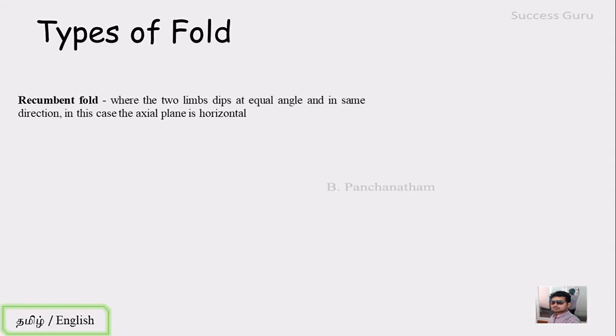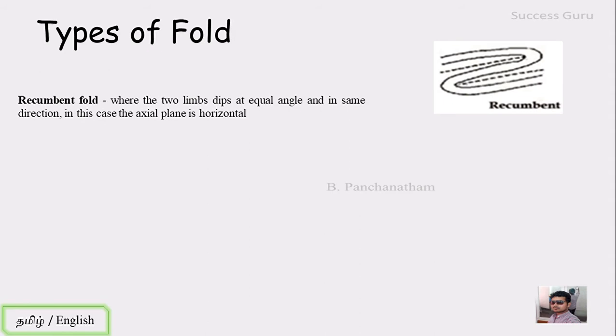Then the next one is the recumbent fold, where the two limbs dip at equal angle and in the same direction. But in this case, the axial plane is horizontal. So in my previous case, what we see is the two limbs dipping at the unequal angle in the same direction. When you are talking about the recumbent fold, remember, in recumbent fold, two limbs dip at the same angle and in the same direction. And the axial plane is horizontal.